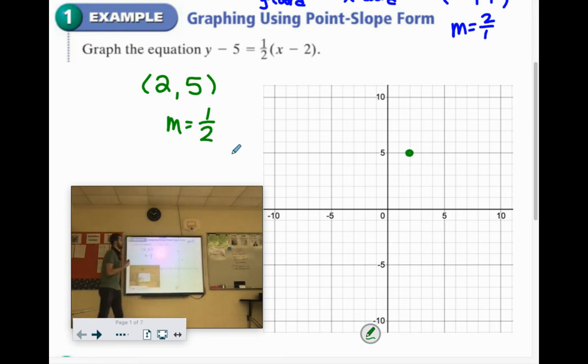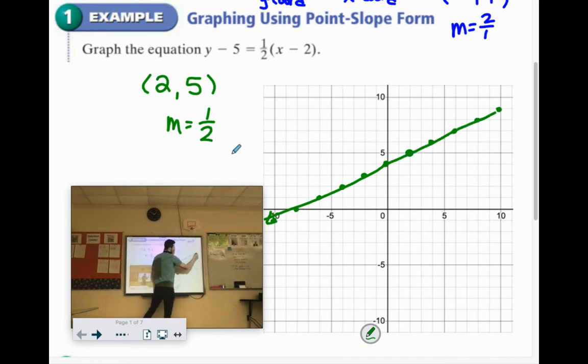There's 1 point, and then you use the slope to find another point. You go up 1 over 2. If you want, you can go back 1 or down 1, left 2. It can get a little confusing sometimes, though, if you're going that opposite direction, so be careful. Find the point, use the slope.